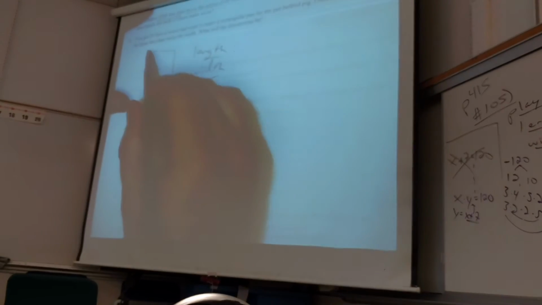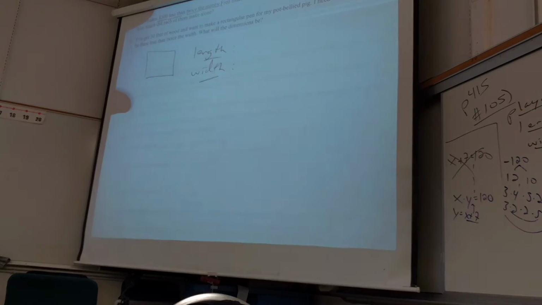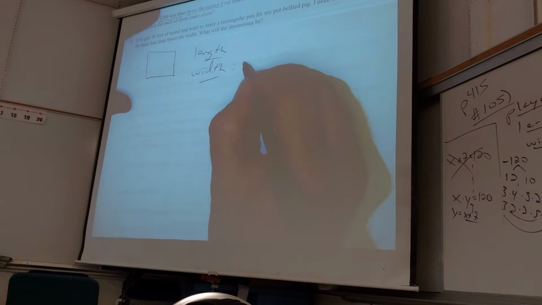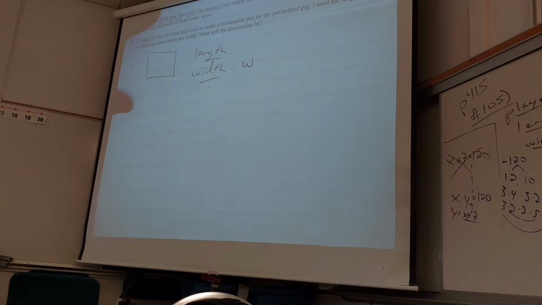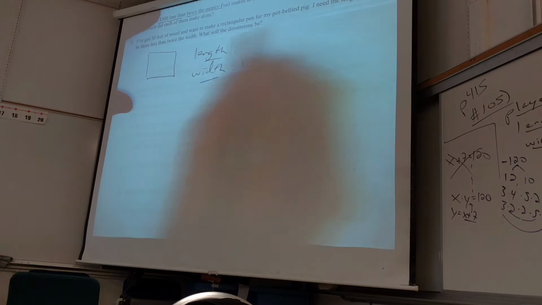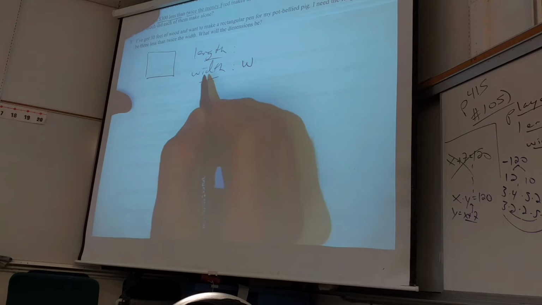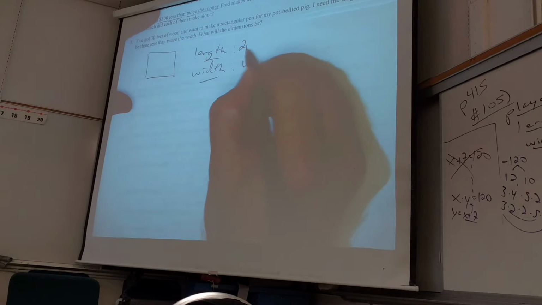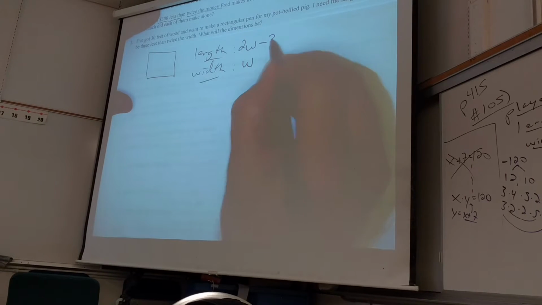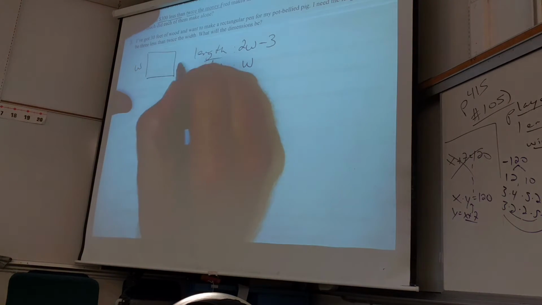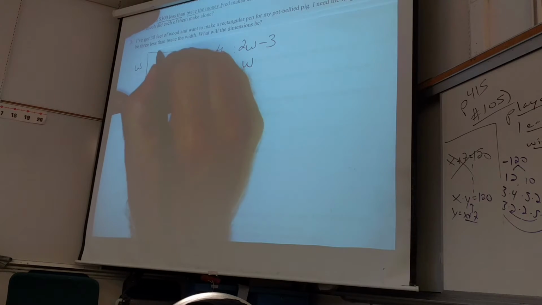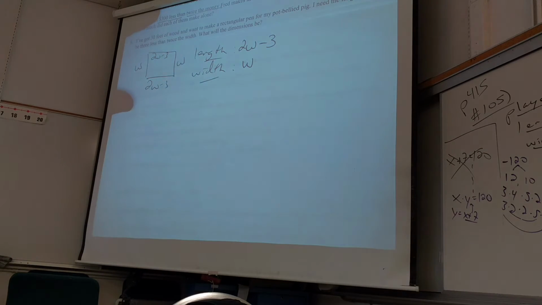Good. The length is 3 less than twice. I got to know what the width is first. So if I call the width, you can even call it W. I'm going to call it W, just to be different. So what would the length be? The length is 3 less than twice that. Good. That's twice that, and there's 3 less than that. I like it. So let me label my picture here. I got W, W, 2W minus 3, 2W minus 3.